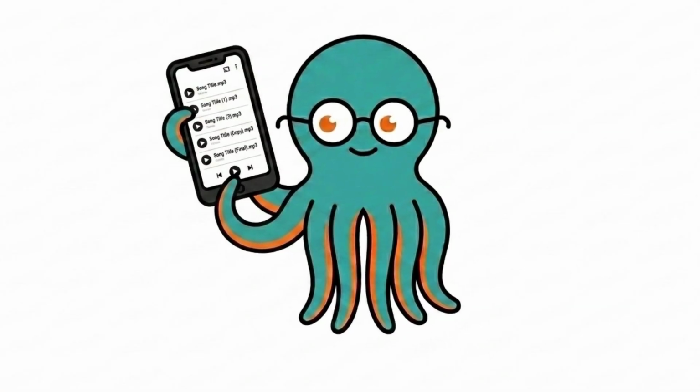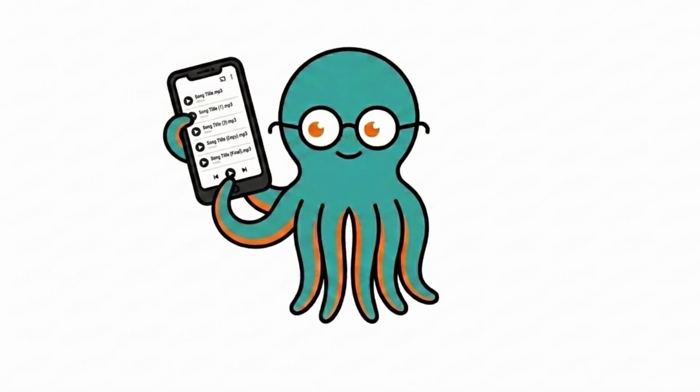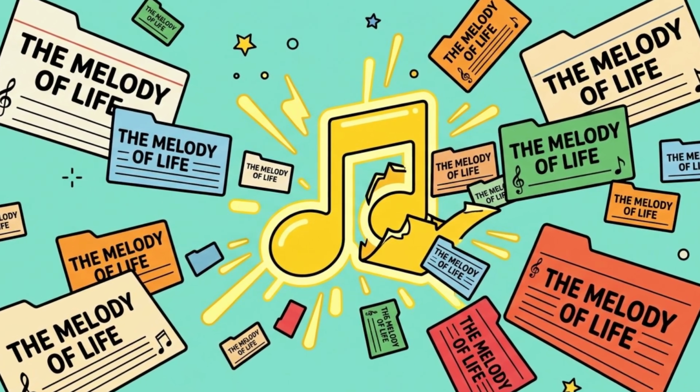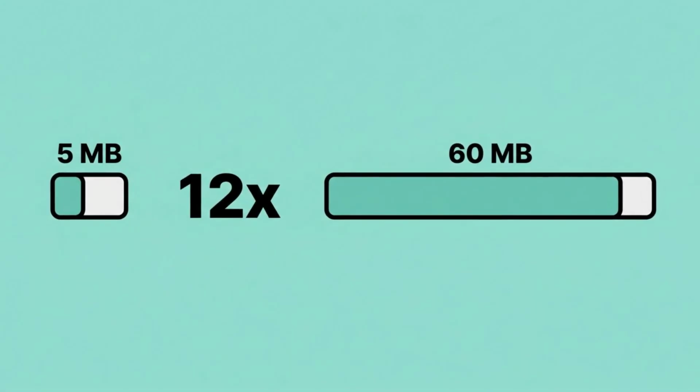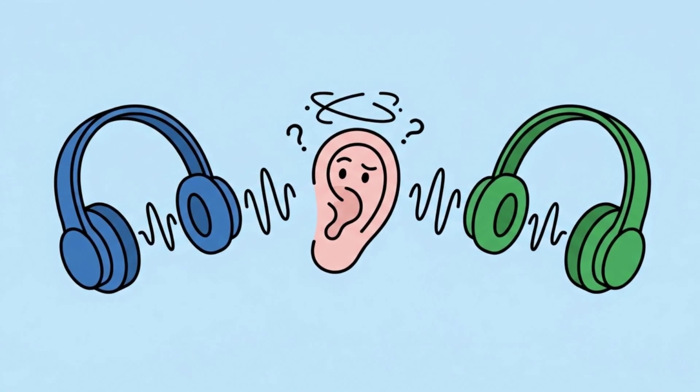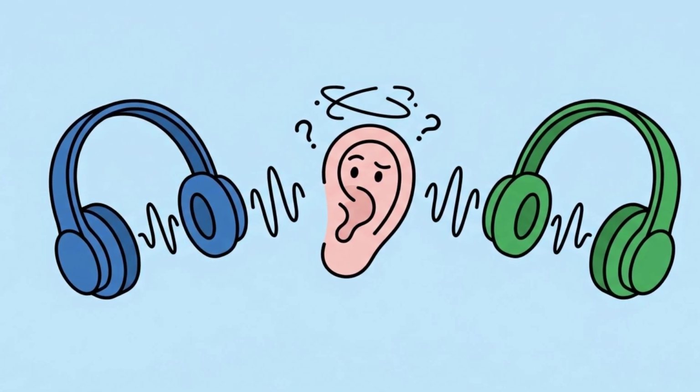Right now, somewhere on your phone, the exact same song exists, and depending on how it was saved, one version can be 12 times bigger than another. Same song, same 3 minutes. Yet they sound completely identical to your ears. That's not a rounding error.